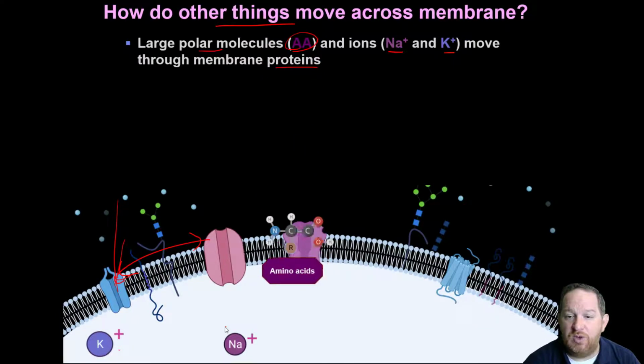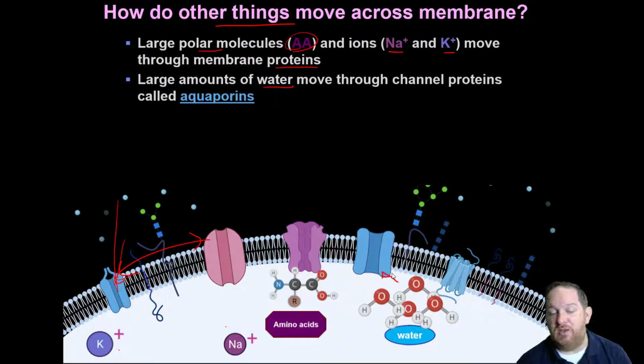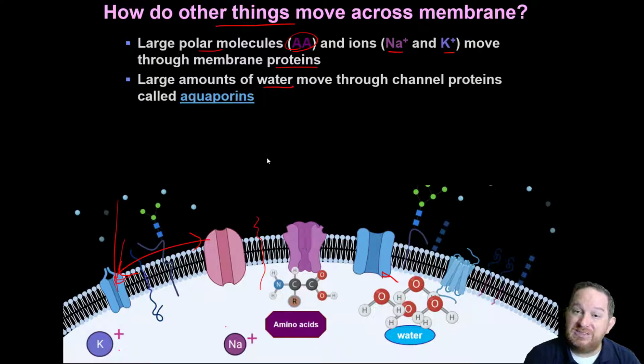And so here we have another one. There's one for particular amino acids, right? Then if we have a large amount of water, it'll move through a channel protein we call an aquaporin. So there's an aquaporin, and there's lots of water that needs to move through. Okay, so lots of things can just go directly across, the things that we talked about in the last slide. But some of these larger molecules and charged ions need to use one of these channel proteins to move across the membrane.